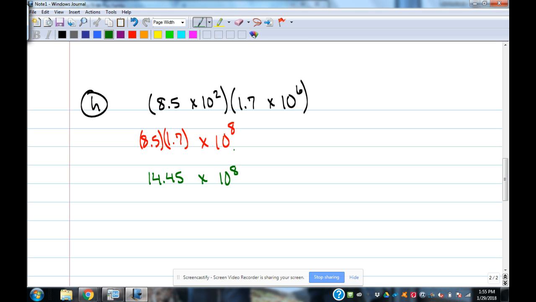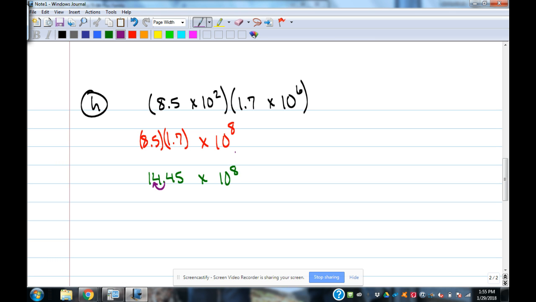Uh-oh. Why not? That's not between 1 and 10. So what have we got to do to that number to make it between 1 and 10? Got to move the decimal between the 1 and the 4. When I do that, what does it do to my exponent? It makes it a 9.